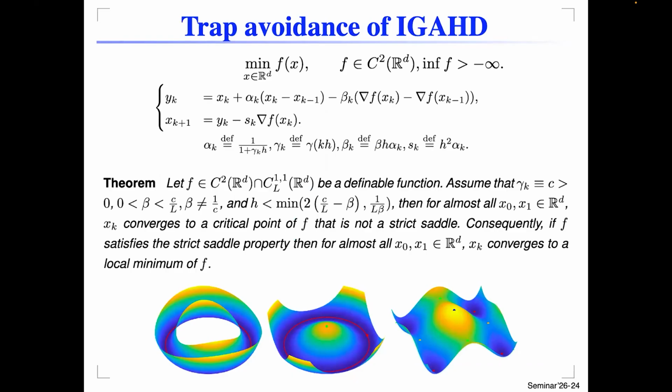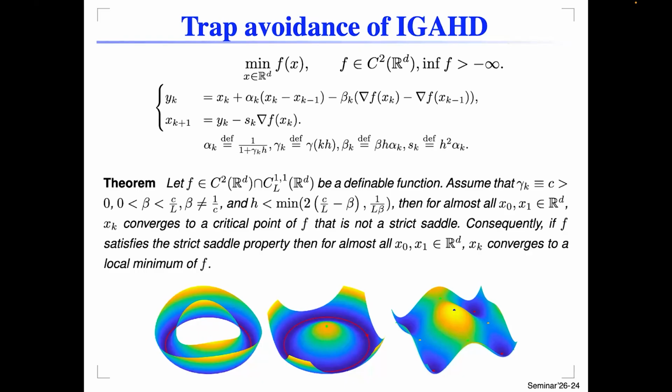And here is the main result. So my function is C2, okay? It has a gradient which is Lipschitz continuous. And it's definable, meaning that it verifies the KL inequality. Okay. And so if the parameters are well chosen, now I'm going to initialize my algorithm completely randomly. And the random measure with respect to which I'm going to sample the initialization has a density with respect to the Lebesgue measure. Then in this case, almost surely I'm going to go to a critical point which is not a strict saddle.